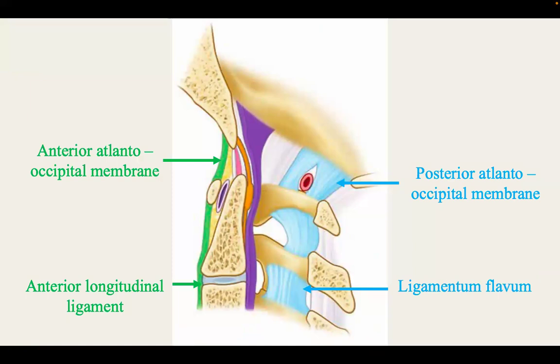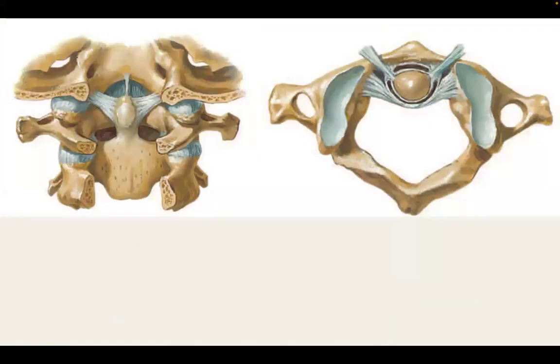This joint is stabilized, or the movement of the joint is limited, by the anterior atlanto-occipital membrane, which later becomes the anterior longitudinal ligament, and the posterior atlanto-occipital membrane, which later becomes the ligamentum flavum. This joint functions as yes.